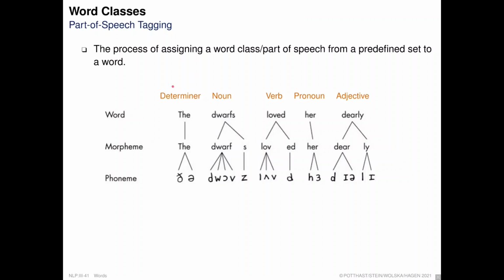Here is an example of a sentence: the dwarfs loved her dearly, and we have a morphological analysis here and below, and a phonetic analysis. We will not go into detail, but each of those words has been assigned a part of speech. In this case, these are classical word classes. So dearly is an adjective, her is a pronoun, loved is a verb, dwarfs is a noun, and the is a determiner.